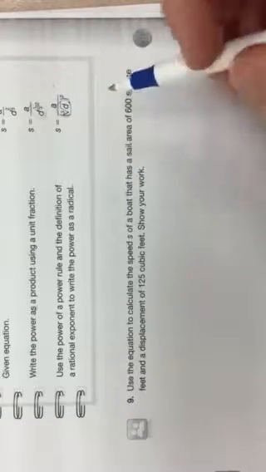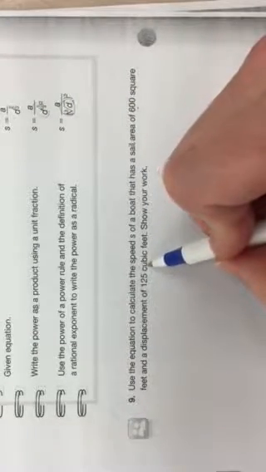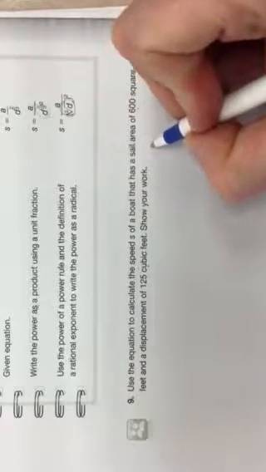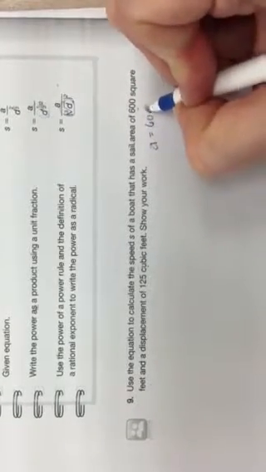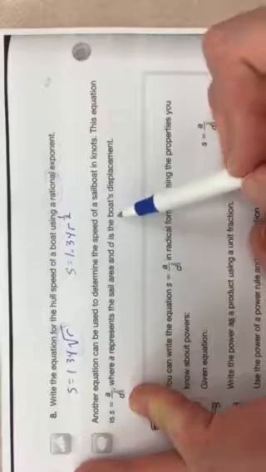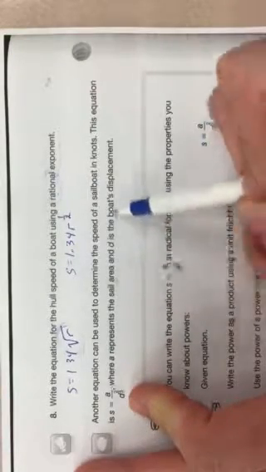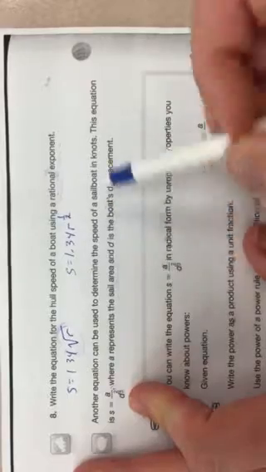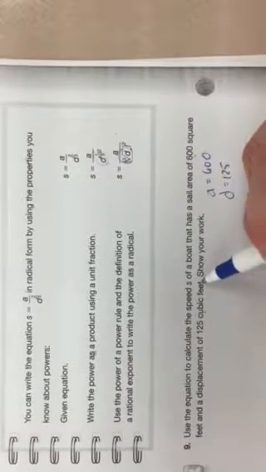So now we're going to use the equation to calculate the speed s of a boat that has a sail area of 600 square feet, displacement of 125 cubic feet. So we know here that A is equal to 600. We know that D is equal to 125. And notice they didn't tell us for sure what the units were supposed to be up here. So we're going to assume the units are the way they need to be for this formula to work out. They really should have given us the units at the beginning.